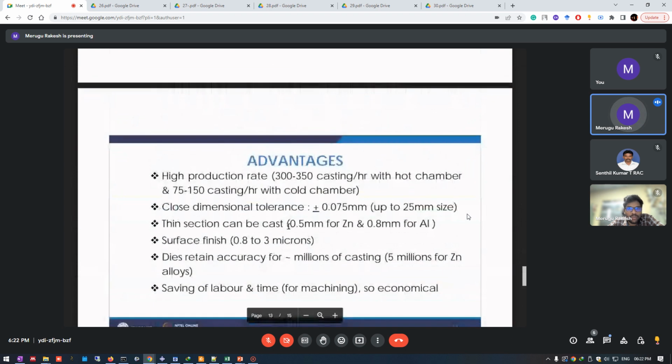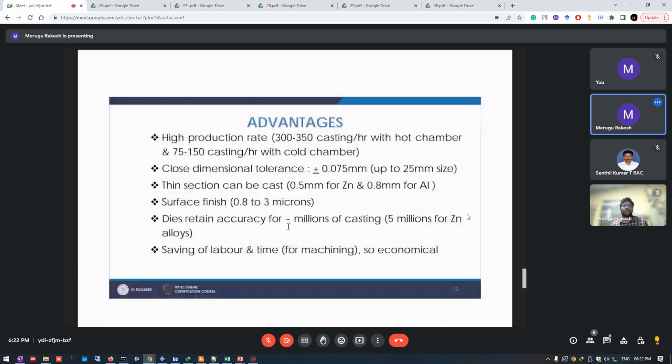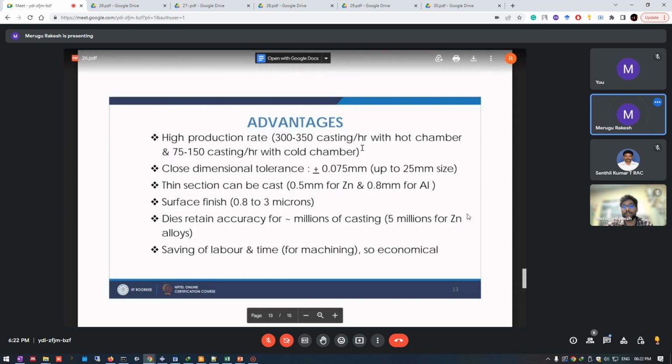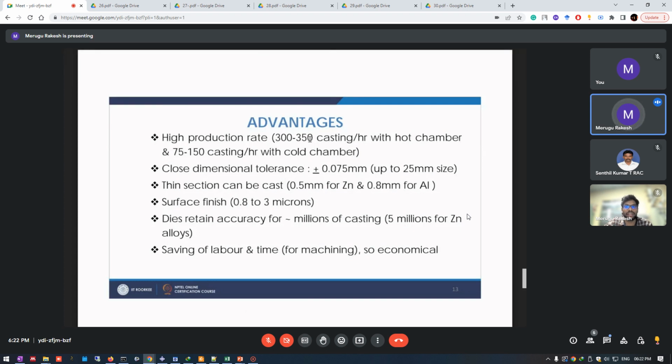So everything is more or less the same. These are the advantages that we need to see. The first advantage is the high production rate, since we are using metal molds instead of sand molds, and we are also using pressure. If you see here, 300 to 350 castings per hour with hot chamber, that is more than 5 castings per minute, right? In hot chamber, whereas in cold chamber we have only 75 to 150. Then we are getting very close tolerances, that is 0.0075, and then we have very good surface.